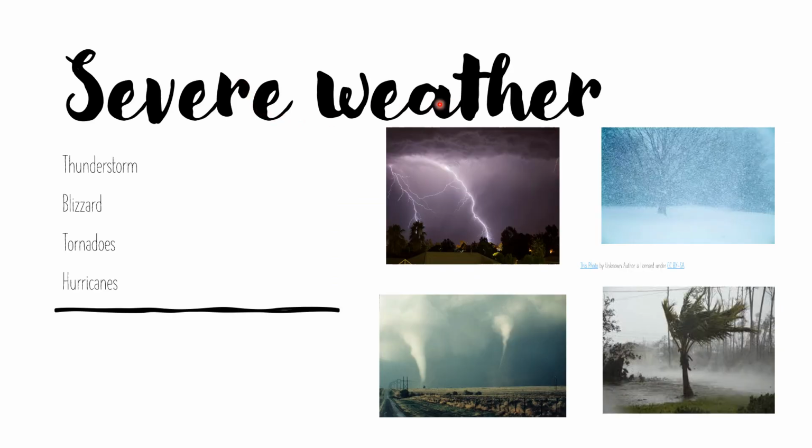Severe weather. Severe weather is the dangerous weather which is not good for us. There are many types of severe weather, like thunderstorm, blizzard, tornado, and hurricanes.